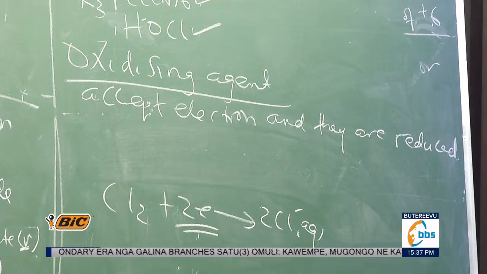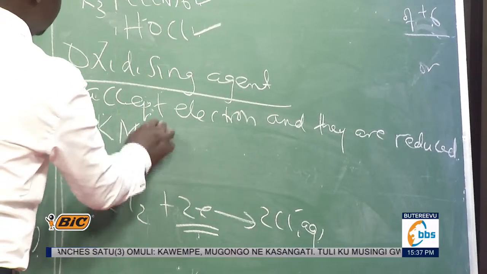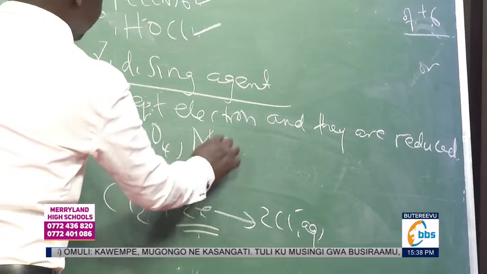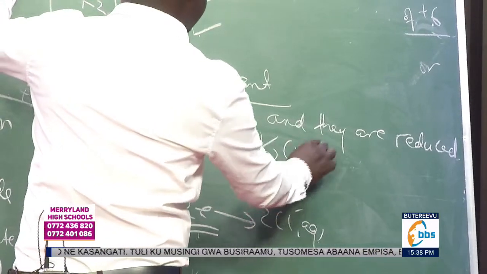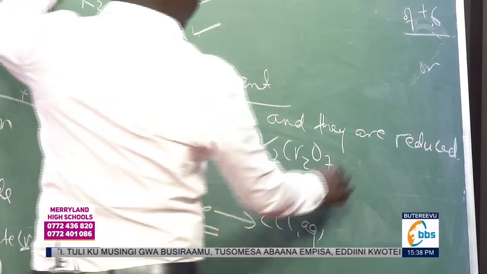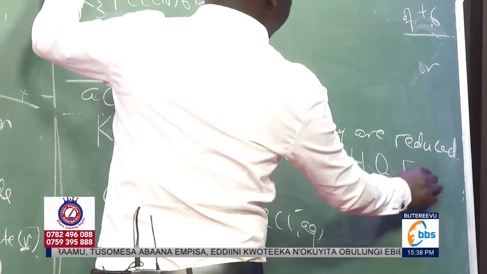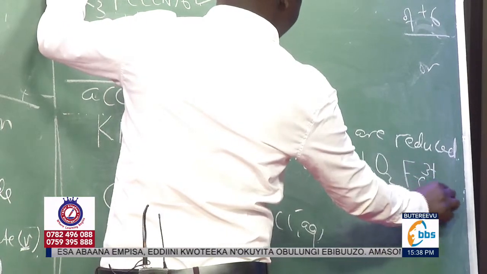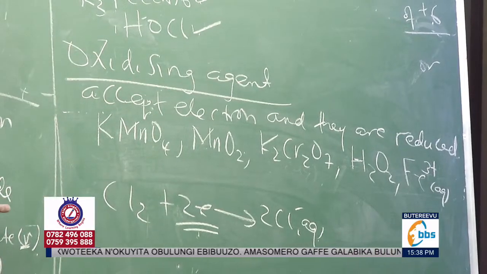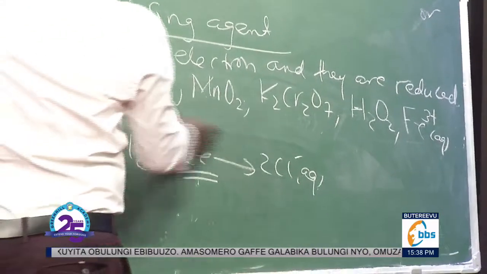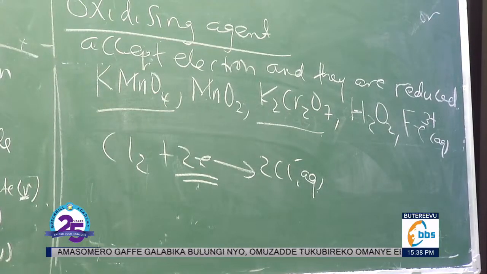Another one, we have the manganate. We have the potassium manganate. We have manganese oxide. We have potassium dichromate. We have hydrogen peroxide. This is both oxidizing and reducing. We have iron 3. The list is long, but you can write those ones. But the common ones that are normally used are potassium manganate and potassium dichromate. Those are oxidizing what? Agents.